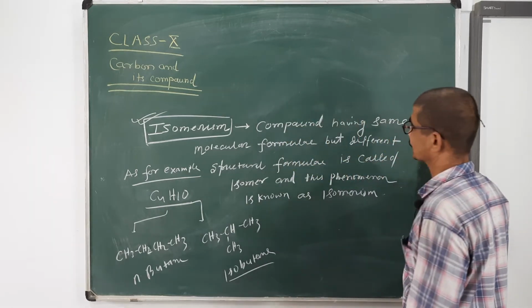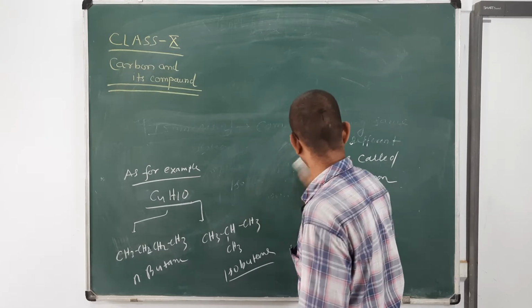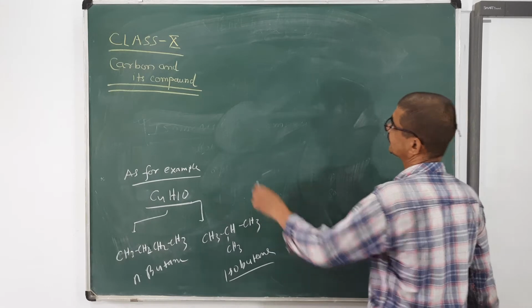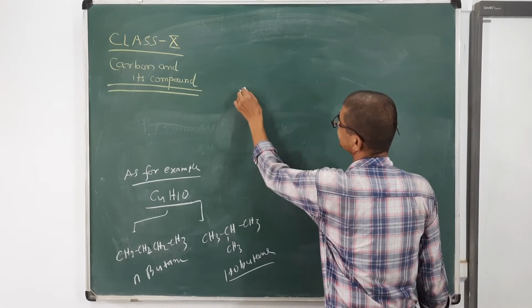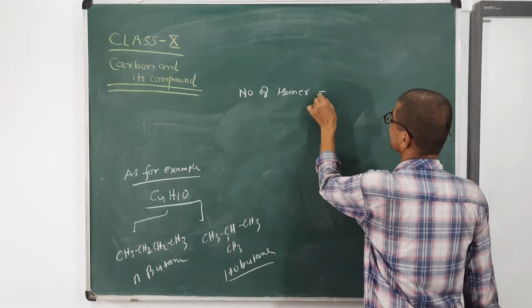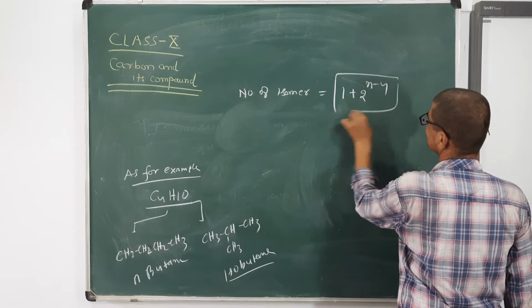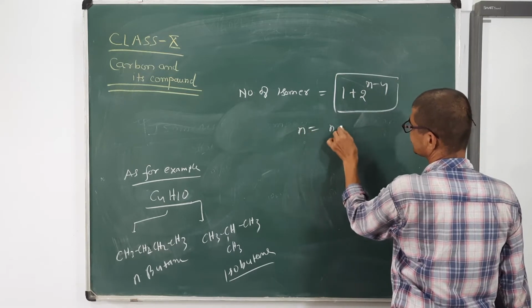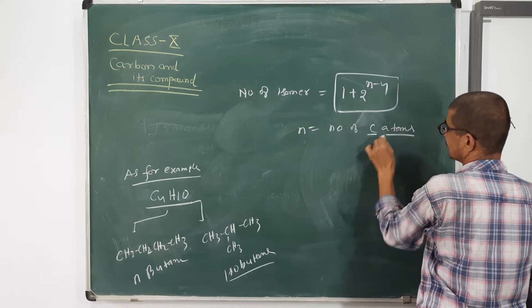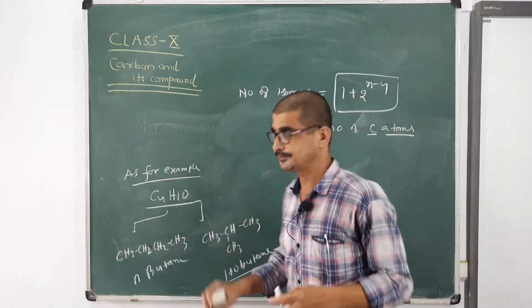But an important trick: the number of isomers is equal to 1 plus 2 to the power (n minus 4), where n is the number of carbon atoms. So with the help of this formula, we are able to calculate how many isomers are possible.